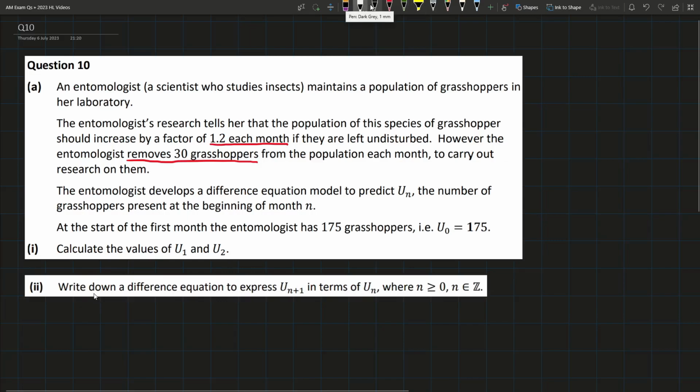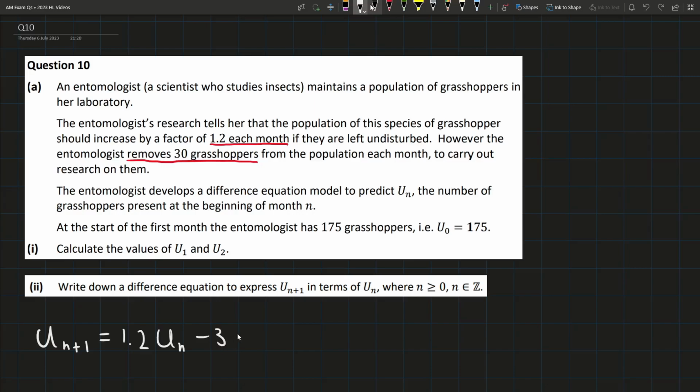Now they ask you to write down a difference equation to express this in part 2, but I think that's easier to do part 1, so I'm going to do that first. So we're going to have un plus 1 equal to, well, we know that it increases by 1.2 each month, so we're going to have 1.2 of un, so what was the previous month, and then they take out 30, so it's going to be minus 30.